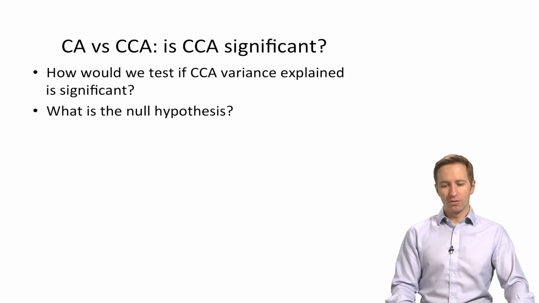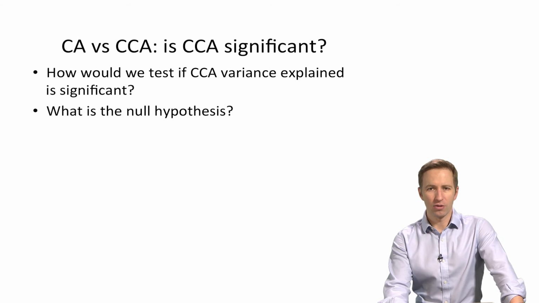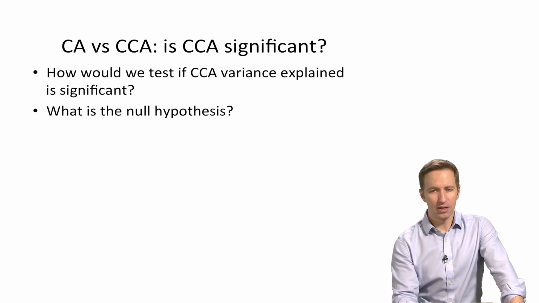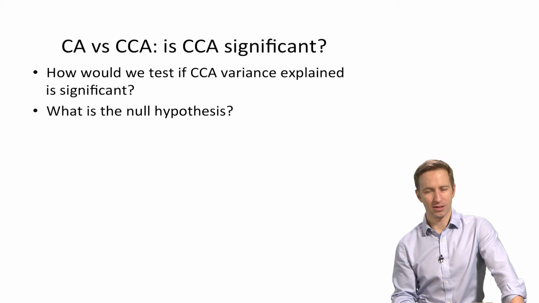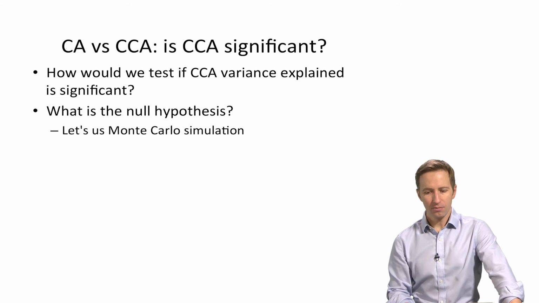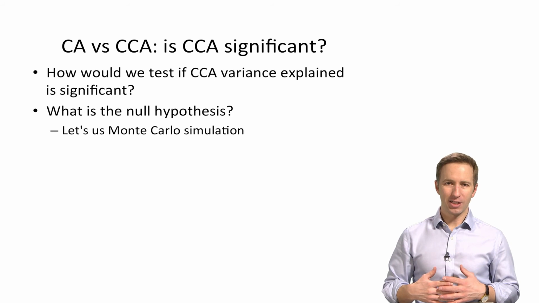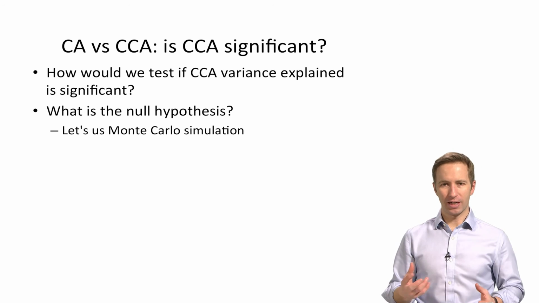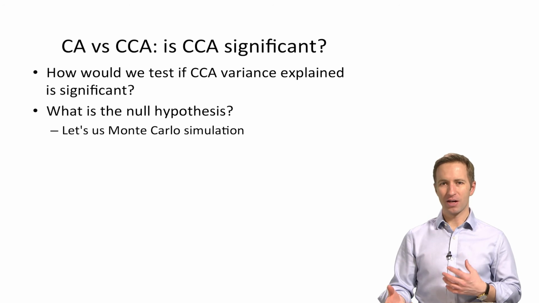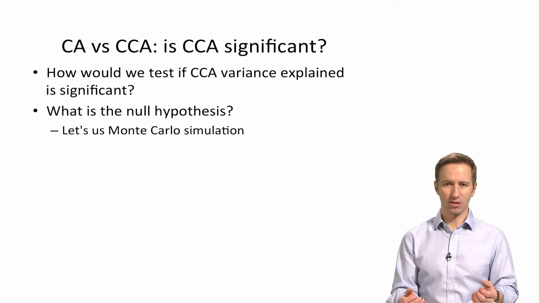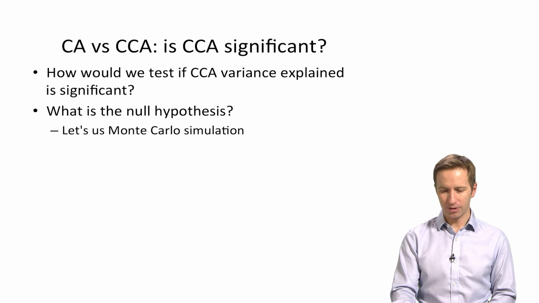Now, we can also test whether or not constrained correspondence analysis is significant explicitly. And the way that we would do this is we have to think about what the null hypothesis is. So there's a very simple way to do this using what we call Monte Carlo simulation. That just means let's make a bunch of scrambled data sets and keep running the method every time, and we'll see how good those look. Then we compare the actual results to those. So that's Monte Carlo simulation.